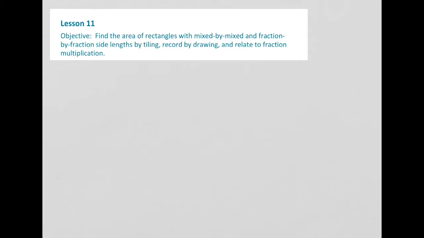Today we're going to be doing Module 5, Lesson 11, where we're going to continue working on finding the area of rectangles. But today we're going to be looking at mixed number by mixed number fraction side lengths. So instead of having a single whole number, we now have sides with two different fractions. We're still going to use the same strategies and skills where we're going to look at the distributive property and we're going to be using area models to help us figure out how to multiply these two fractions together.